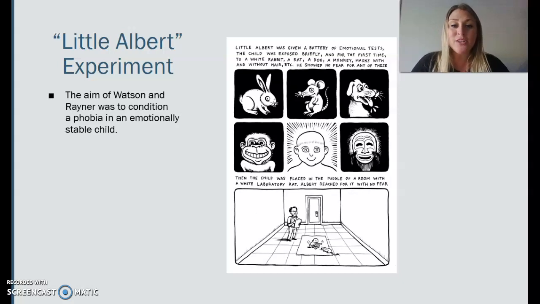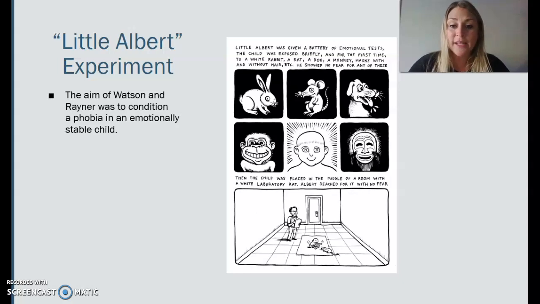The aim of Watson and Rayner was to condition a phobia in an emotionally stable child. So you have Little Albert, a 9-month-old infant. Before the experiment takes place, Albert is introduced to a couple of different animals.